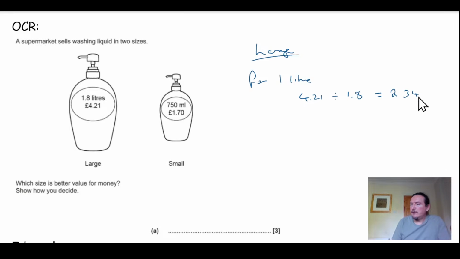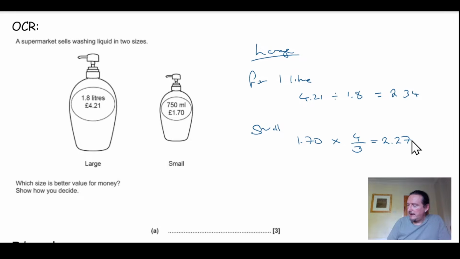Okay, and then for the other one, I've got 750 millilitres. If I want to scale that up to a litre, so the small one, I've got 700 millilitres. To get that up to a litre, I could divide by 3 times by 4, I guess. So if I've got £1.70 and I divide it by 3 and times by 4, that should give me a litre as well, because if I take 750 divided by 3, I'm going to get 250, times by 4, I'm going to get 1,000, aren't I? So 1.7 divided by 3 times by 4, that comes out to be £2.27 to the nearest penny.